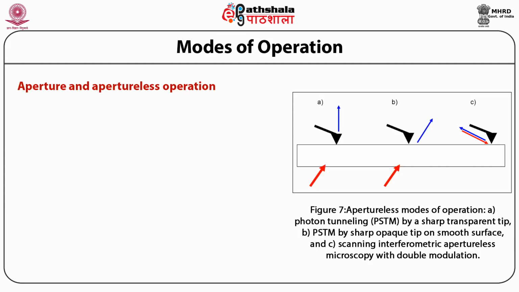Figure 7B shows PSTM by a sharp opaque tip on a smooth surface. And figure 7C shows the scanning interferometric apertureless microscopy with double modulation.